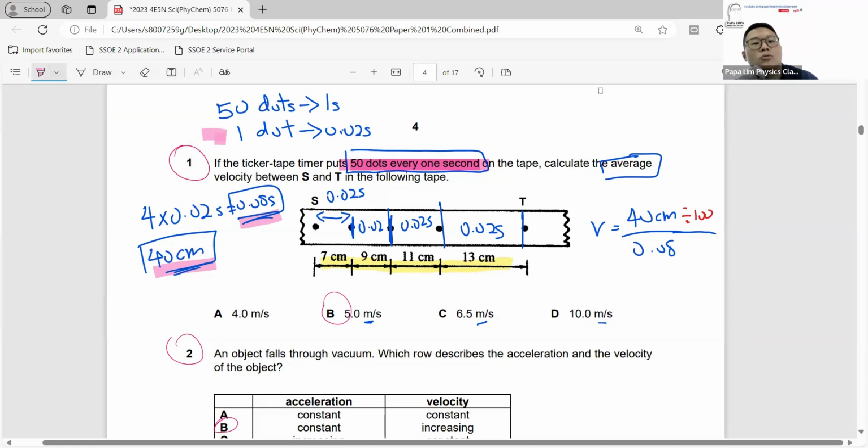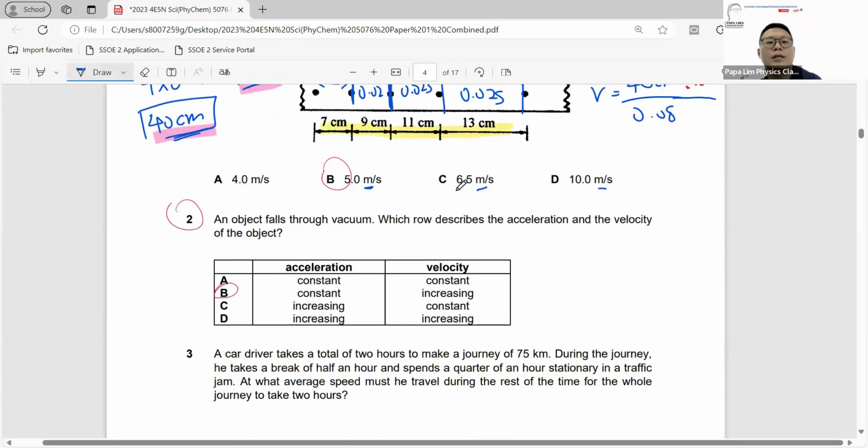Question 2. Here we're looking at free fall, but there's a certain condition: it's free fall through a vacuum. When an object goes through a vacuum, one of the important characteristics is that your acceleration will be 10 meters per second squared, and this will be constant. For a vacuum, the acceleration stays the same. And after that, what happens? Your speed will keep increasing.